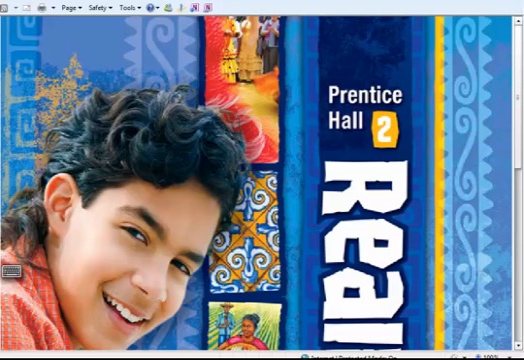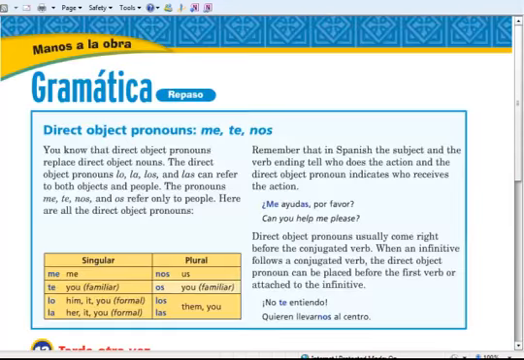Ustedes necesitan tomar apuntes en la sección de gramática en los flipcharts. Si ustedes están usando el libro de texto en el internet, la información nueva está en la página 166.